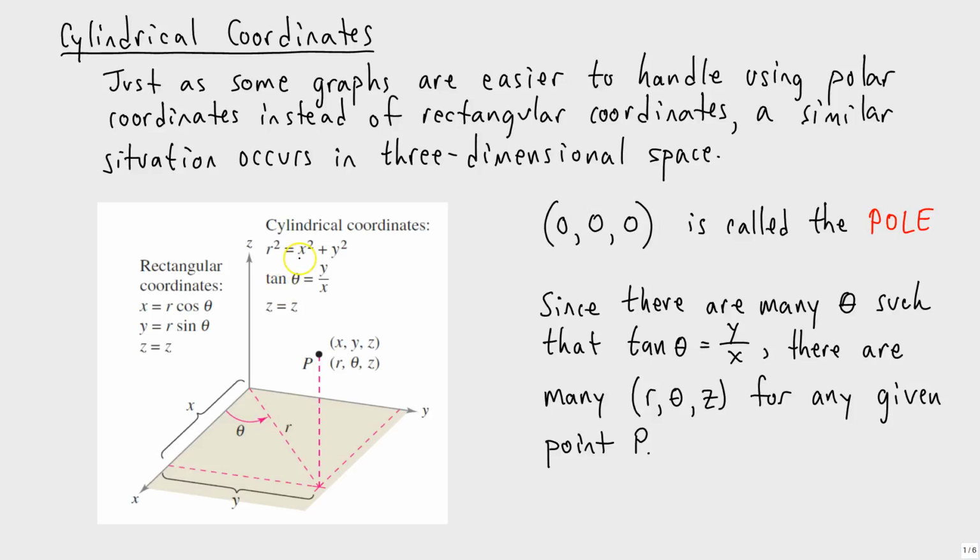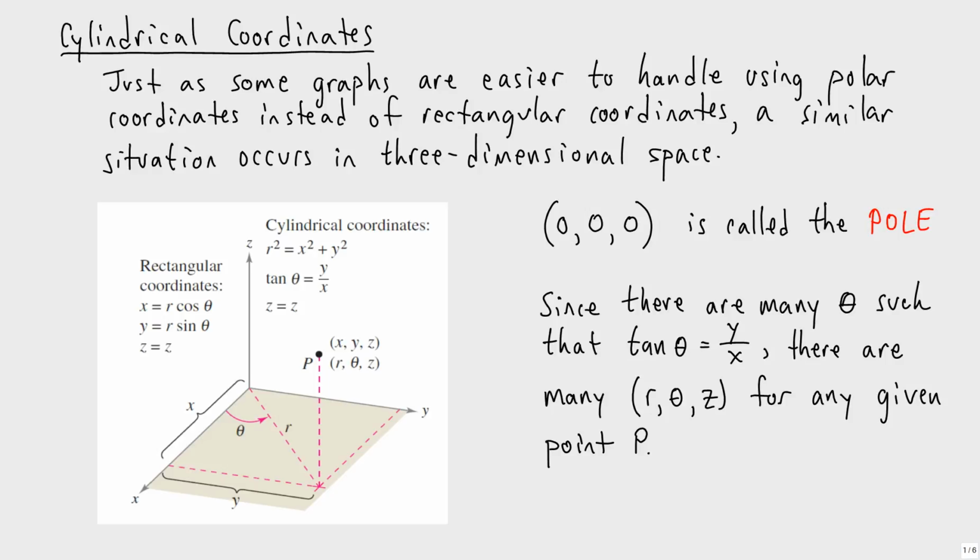Now we need a way to relate our X and Y, not really the Z because it's the same in both coordinate systems, back to an R and a theta. Again, it's exactly like polar coordinates. Using the Pythagorean theorem on this right triangle in the XY plane, X squared plus Y squared equals the radius squared. So that relates X and Y back to R. And then tangent of this angle is Y over X, which relates Y and X back to an angle, theta.